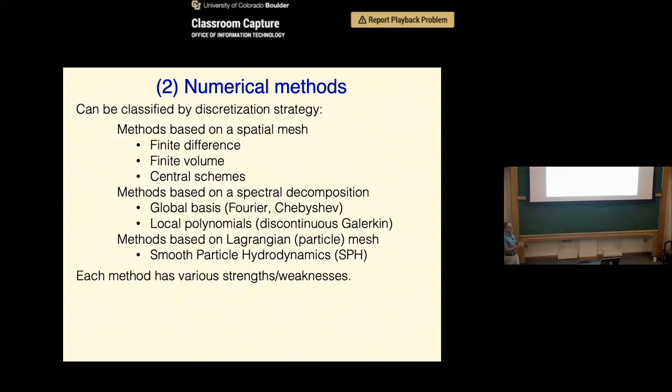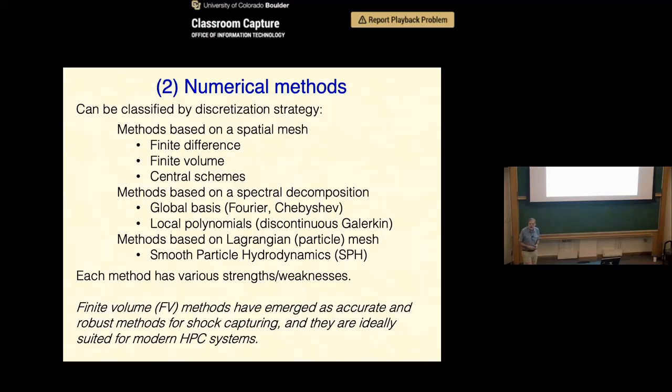Or you could use particle methods, Lagrangian particle methods. SPH in astrophysics is the best example. Each of these methods has its strengths and weaknesses. For what I'm going to discuss today, we're only going to talk about finite volume methods. They've emerged as very robust and stable methods for treating highly supersonic compressible flow. They're also extremely accurate, and competitive, I think, against spectral methods. That makes them very interesting. They also work extremely well on high-performance computing systems, and so this makes them extremely useful for modern research problems.